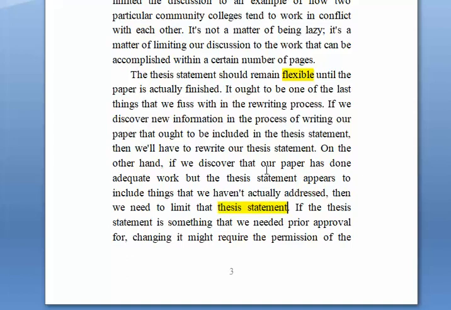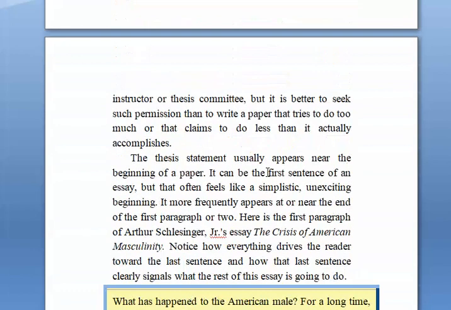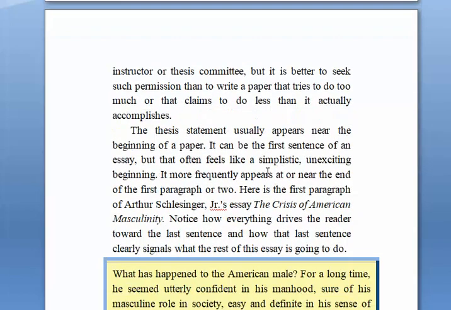Okay, we are going to learn and apply this. If the thesis statement is something that we needed prior approval for, changing it might require the permission of the instructor or the thesis committee. But it is better to seek such permission than to write a paper that tries to do too much or claims to do less than it actually accomplishes.